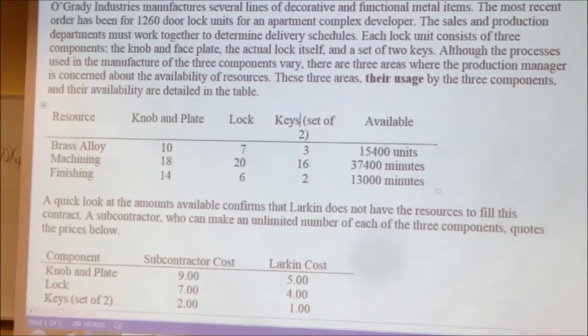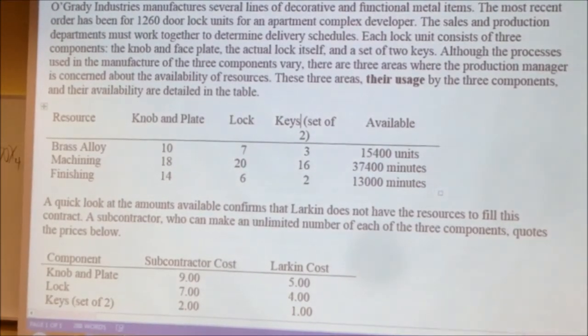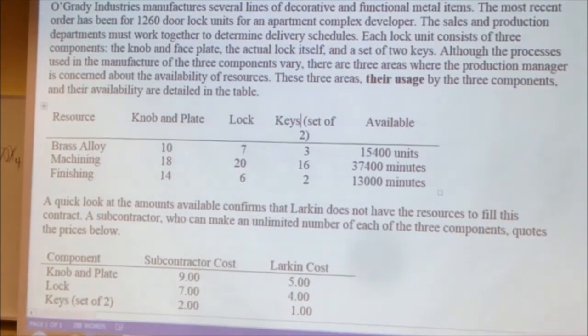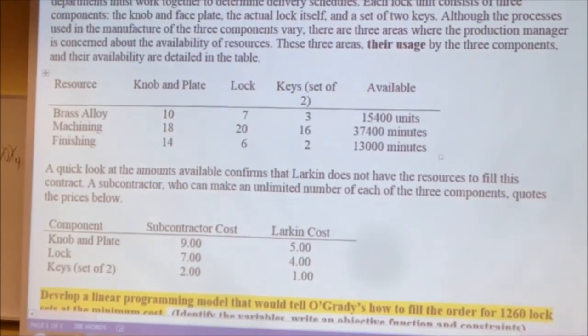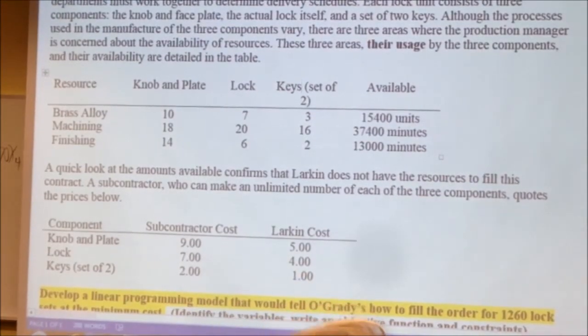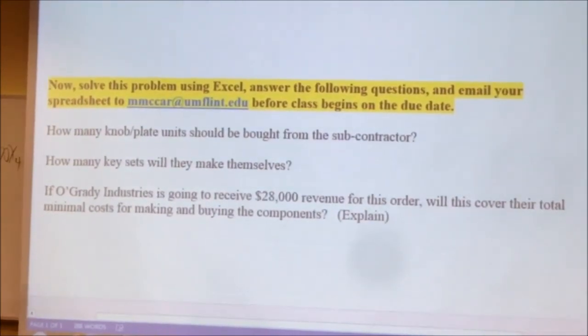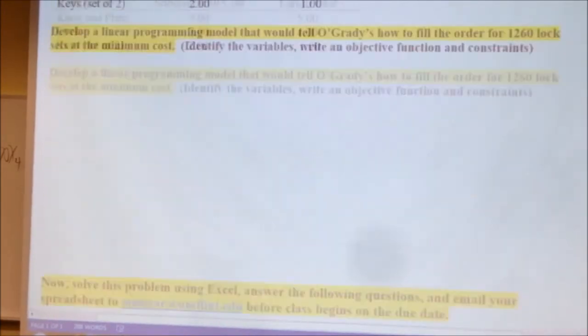And we realize as a company that for us to fill that order of 1,260 right now, with those resources that we have, we cannot meet this order. But we're not gonna lose it, because they've offered us how much money? If we can supply them with all 1,460, we will get how much? $28,000. This contract's for $28,000. And I want to know if we should take this contract.